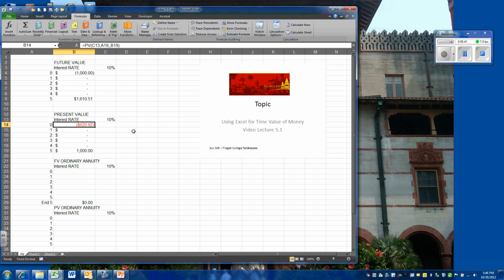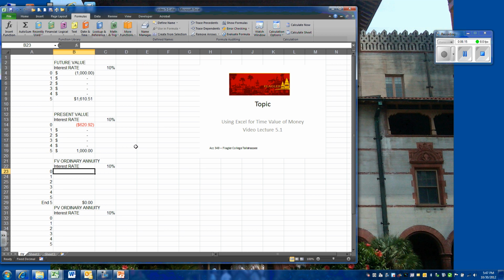So the present value of $1,000 we're going to receive 5 years from now with an interest rate of 10% is $620.92. It shows as a negative because this would be the amount we invest today to get back $1,000 at the end of year 5. It's important to note that Excel does differentiate between cash inflows and outflows.